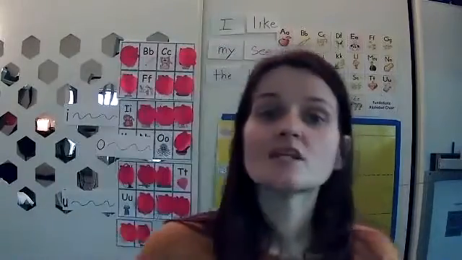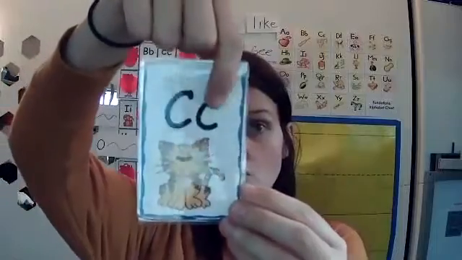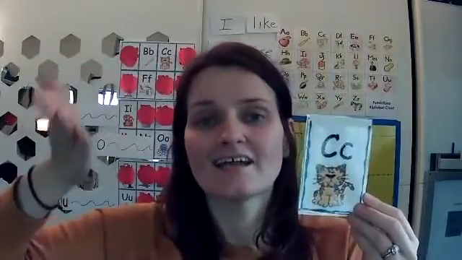So starting with the letter C. This is the capital C, and this is the lowercase c. They look really similar, don't they? The only difference really is their size. So our letter name is C. The keyword is cat, and then our sound is k. So it goes C, cat, k. Your turn. C, cat, k. All right, my turn. C, cat, k. Your turn. C, cat, k.